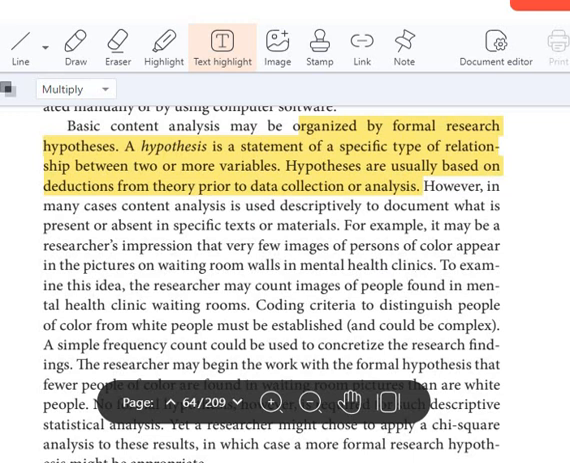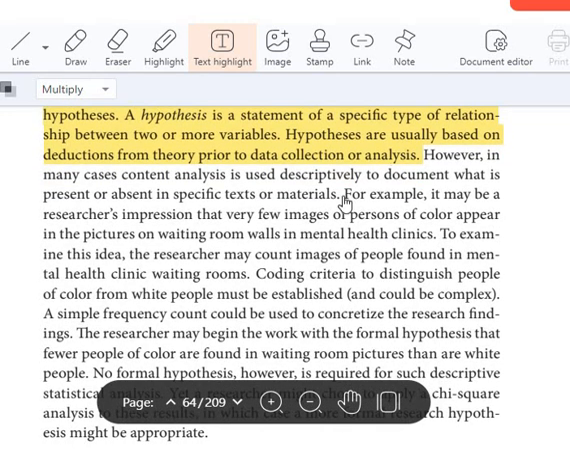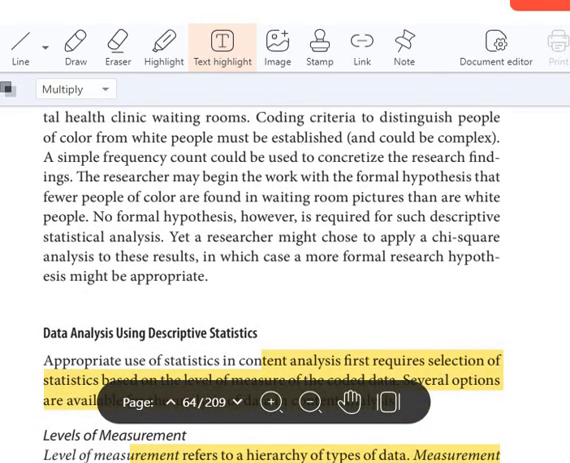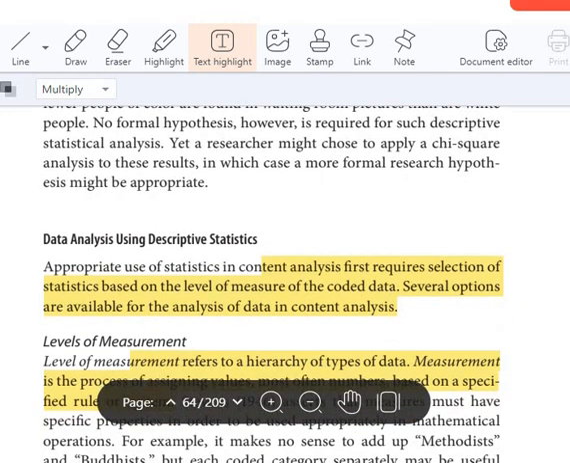Now here, coding criteria to distinguish people of color from white people must be established for a certain study. This is an example of a study on this. Okay, and the use of statistical tools here. Data analysis using descriptive statistics. If you don't want to depend on inferential statistics and you want just to describe, then you are adopting descriptive statistics.